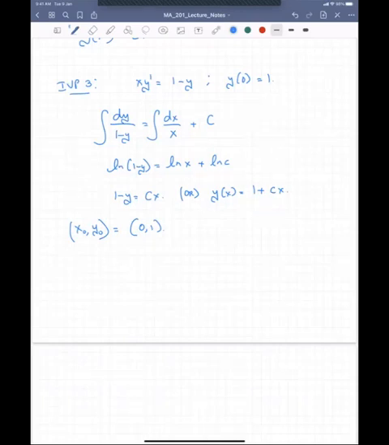So what are the solutions? The solution could be anything. For any chosen value of c, this particular solution satisfies both this differential equation and the initial value. Are there any questions? Anybody?